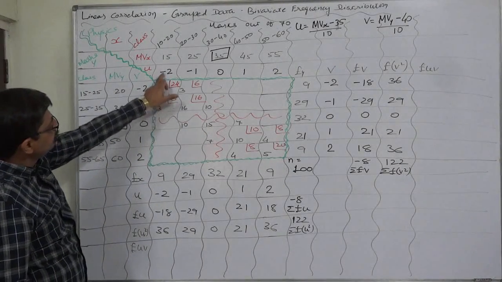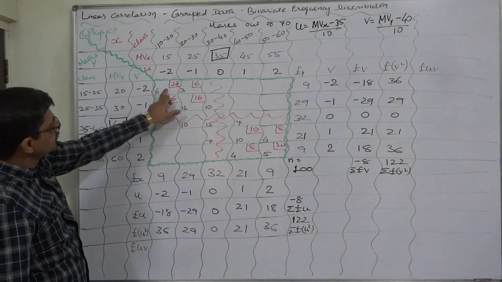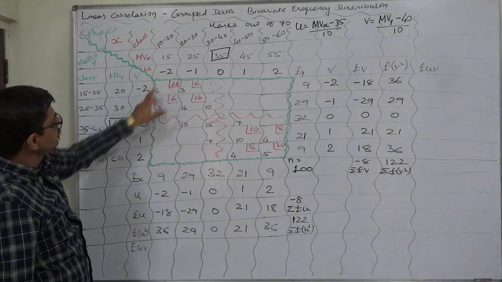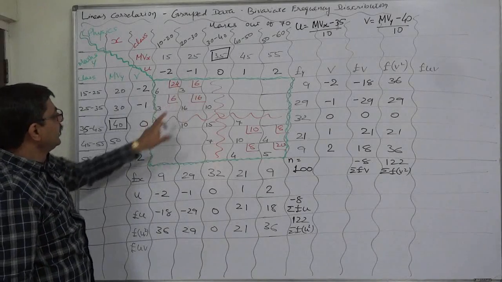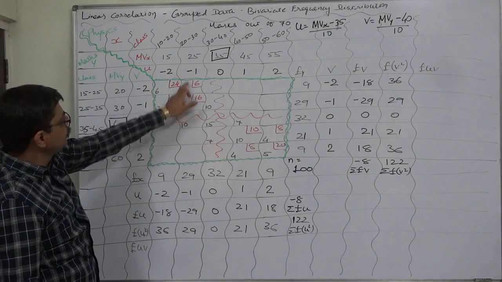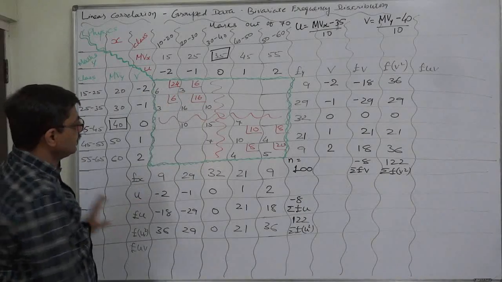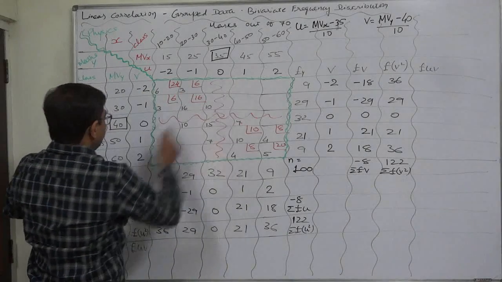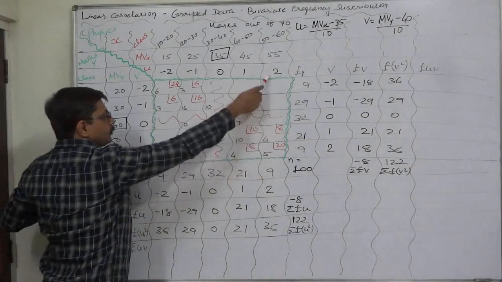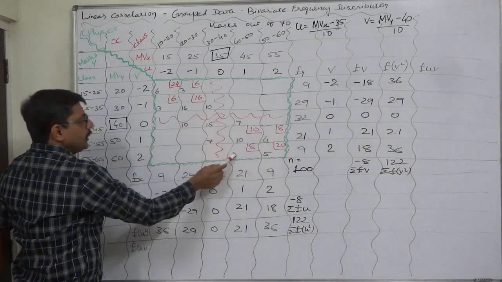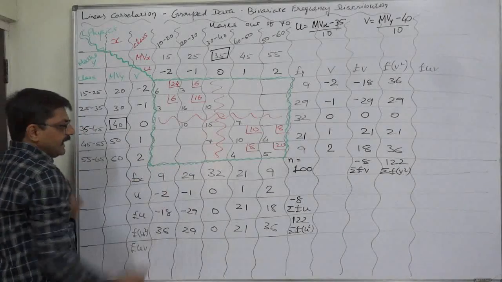24, 6 into minus 2 into minus 2, so it is 24. 3 into minus 2 into minus 1, it is 6. 6 into 16... into minus 1 into minus 1 is 16. 3 into minus 1 into minus 2 is 6. Similarly, 10 into 1 into 1 is 10. 4 into 2, 8 into 1 is 8. 5 into 2, 10 into 2 is 20. 4 into 1 into 2 is 8.